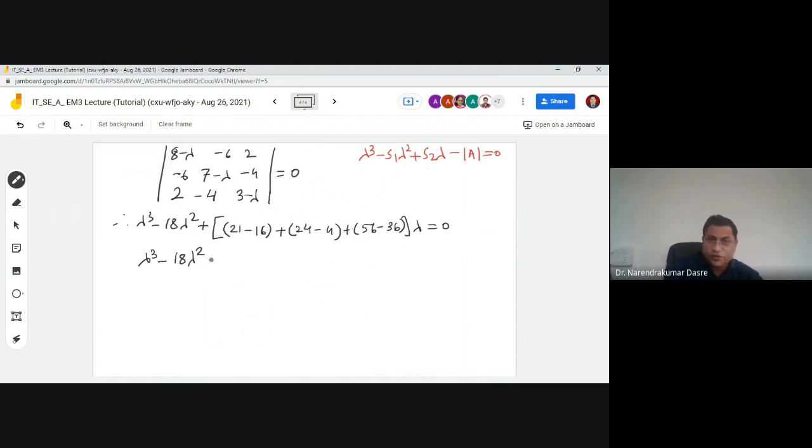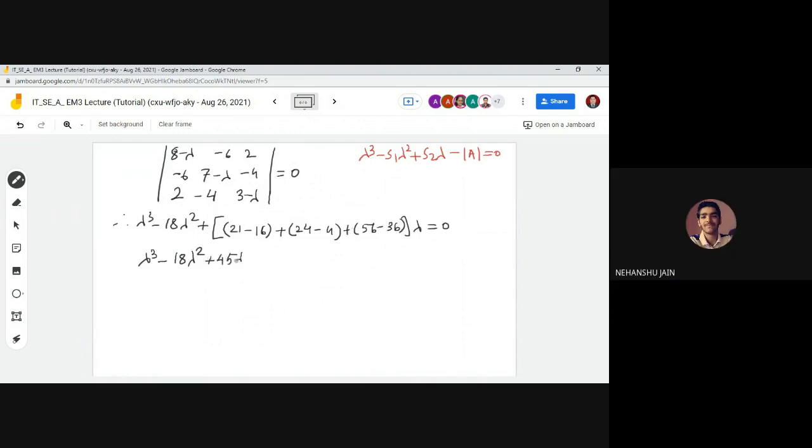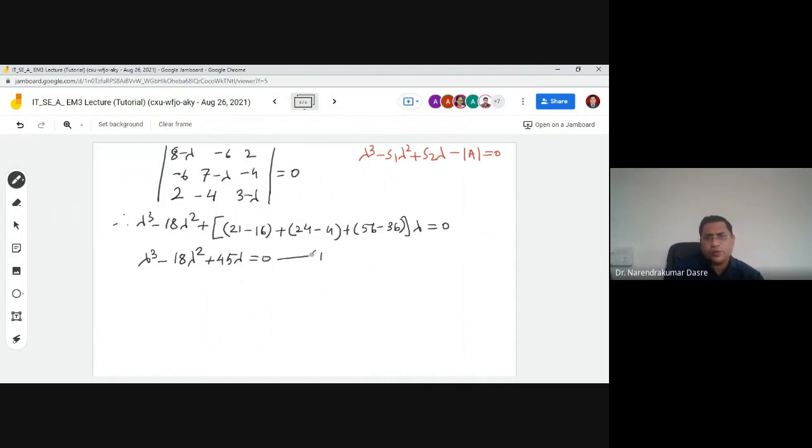Plus minus 45. Plus 45. Is it plus 45? 45 plus 45. So 45 lambda. This is going to be equation 1, which is the characteristic equation of A. So we are interested in the characteristic equation of A, and we got it.